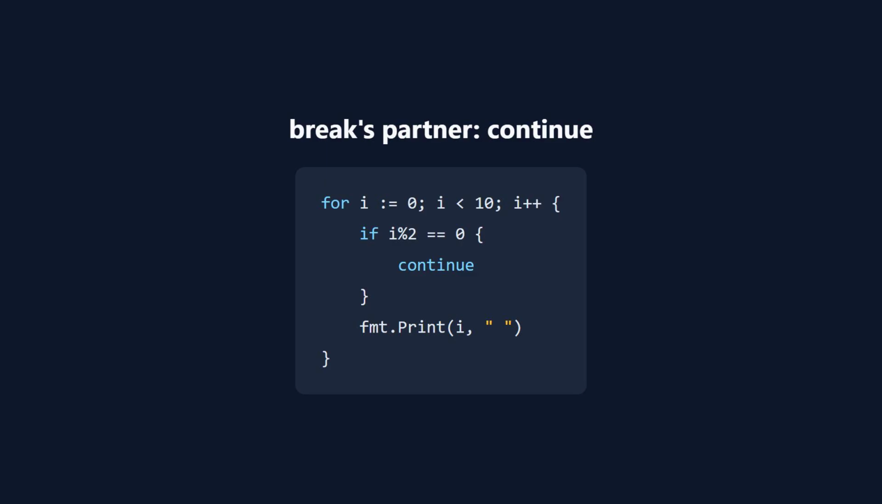So here we walk from 0 to 9. If i is even, meaning the remainder when divided by 2 is 0, we continue. That means the print line below is never reached for an even number. It is skipped over. The odd numbers fall through to the print, so we get 1, 3, 5, 7, 9. This is a very common shape. Deal with the cases you do not want first, get them out of the way with continue, and let the interesting case fall through to the bottom.